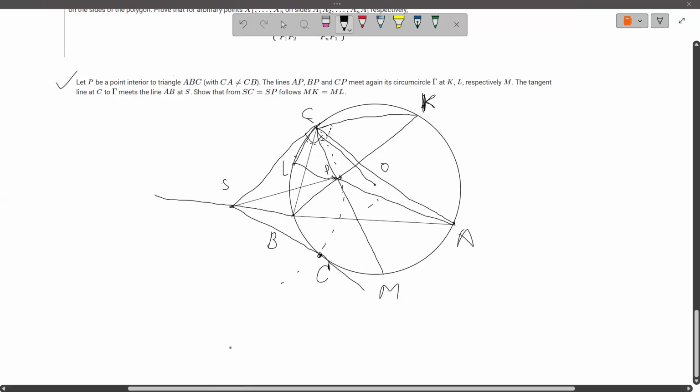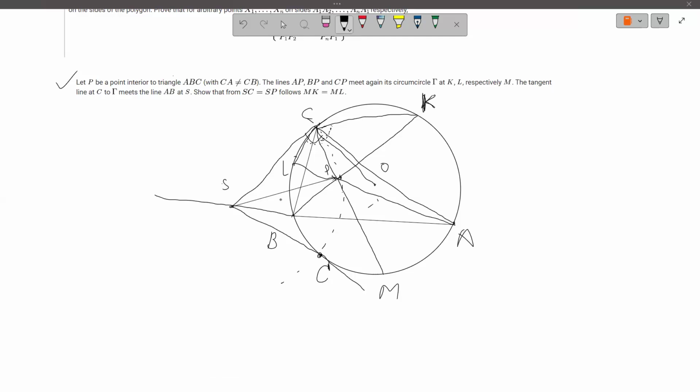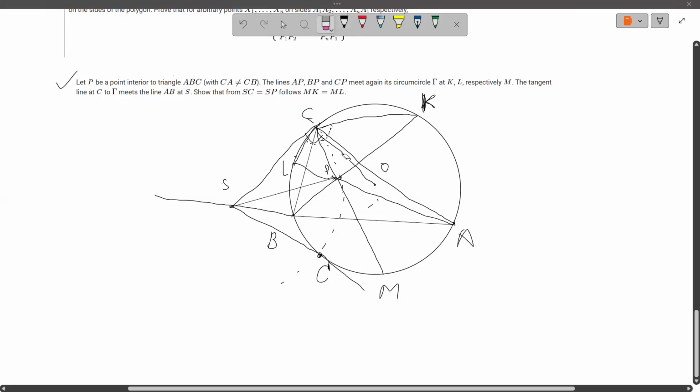Yeah, wait, angle chasing might be a good idea actually now. We could just work backwards from what we want, right? Because now we've converted it to an angle condition. It's like KCM equal to KBM. Wait, I need to find the eraser. I can't use the eraser. I use the eraser.